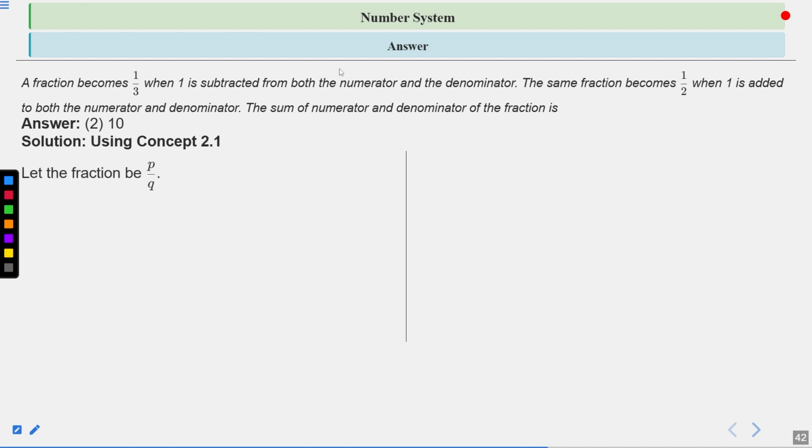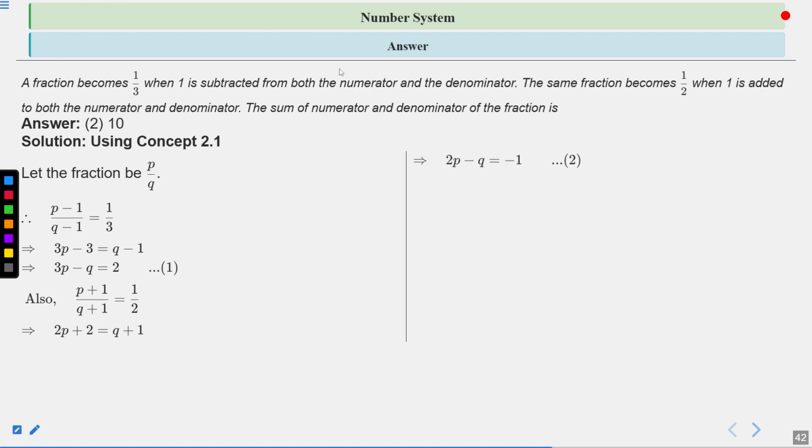Let the fraction be p by q. So (p minus 1) upon (q minus 1) we can write as 1 by 3. So we get 3p minus 3 equals q minus 1, so 3p minus q equals 2. In the same way, the second condition says (p plus 1) upon (q plus 1) equals 1 by 2. So we get 2p plus 2 equals q plus 1, so 2p minus q equals minus 1. This is our equation 2. Now we have two equations and two variables, so we can solve it.